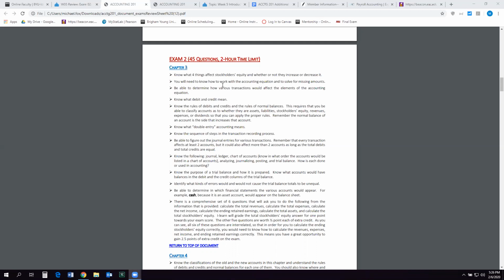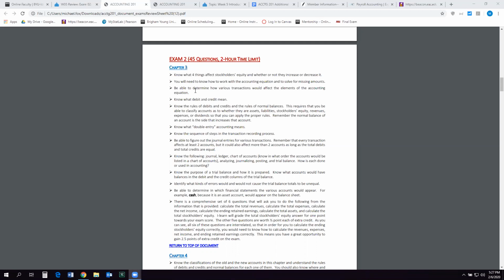If it gives you the assets and the stockholders' equity, then you'd have to be able to solve for liabilities. So in that whole expanded formula, assets equal liabilities plus common stock plus revenue minus expenses minus dividends, you should be able to solve for any variable backward or forward in that equation.